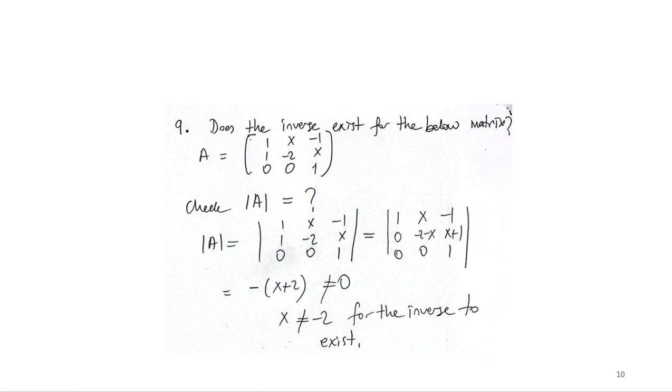Another example, it's asking us if the inverse exists for the below given matrix. In order for the inverse to be well defined, we need the determinant of the matrix to be non-zero. Suppose you are given this problem here, A, you have 1, x, minus 1, 1, minus 2, x, 0, 0, 1. So how do we check the determinant of this problem?